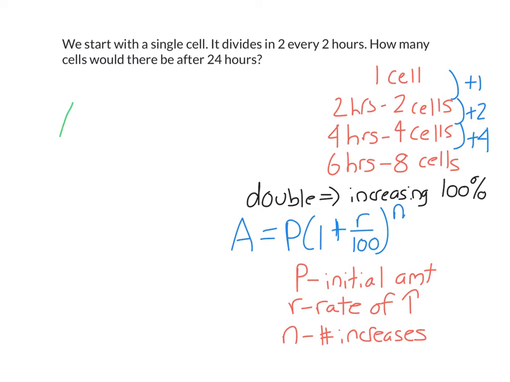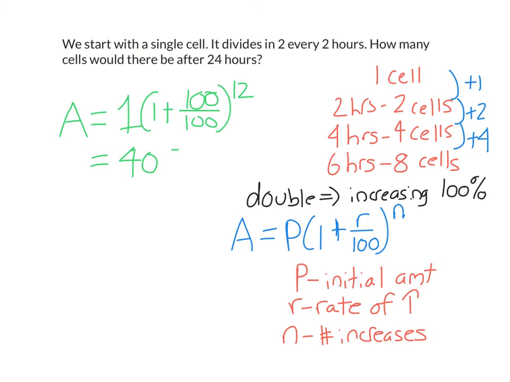So the amount after 24 hours is equal to how many you started with, which is 1. So that's P times 1 plus, I said R was 100. 100 over 100 to the power of, and there are 12 increases in 24 hours because it's every 2 hours. You put this on your calculator, you just get the number 4,096. So after 24 hours, there'd be 4,096 cells. Once again, this is exponential growth because the quantity we have is increasing at an increasing rate.